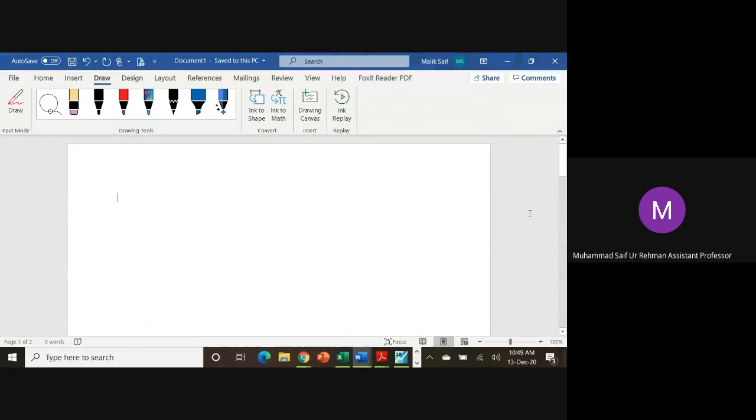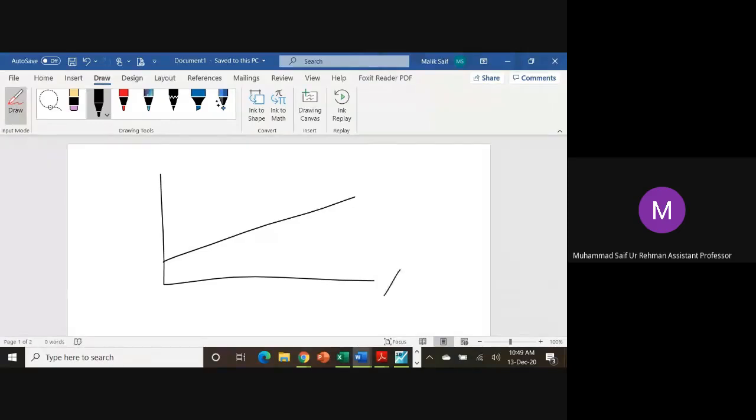Okay, and similarly, there may be another graph in which you may have the relationship in this way. Initially, the spread was higher, but with time, as income increases, the spread decreases. So in this case, the variance is being decreased over time. So this is basically the situation.